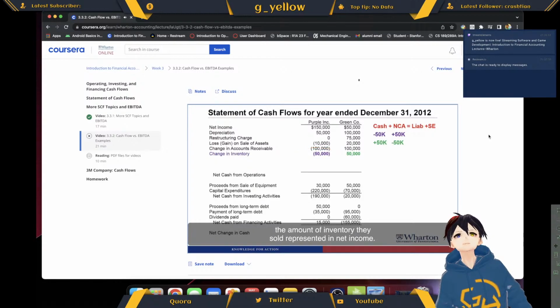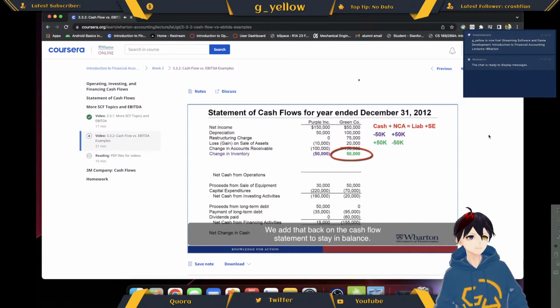For green, their inventory went down, so that's a non-cash asset going down. We add that back on the cash flow statement to stay in balance. And what this means is that green actually sold more inventory than they purchased. So not only did they sell whatever they had this year, but they tapped into the inventory at the beginning of the year and sold some of that as well. So that's an extra source of cash flow by selling the inventory from the prior period.